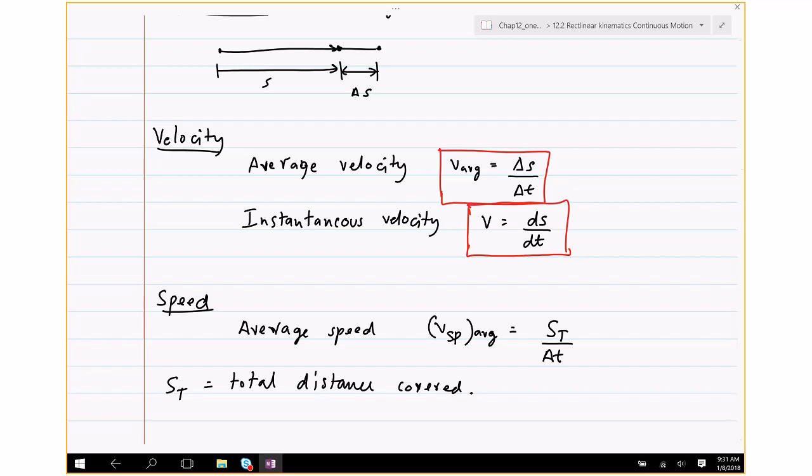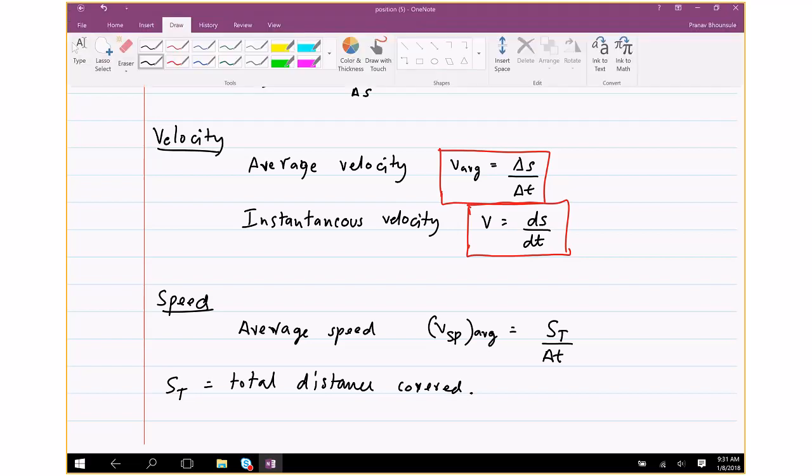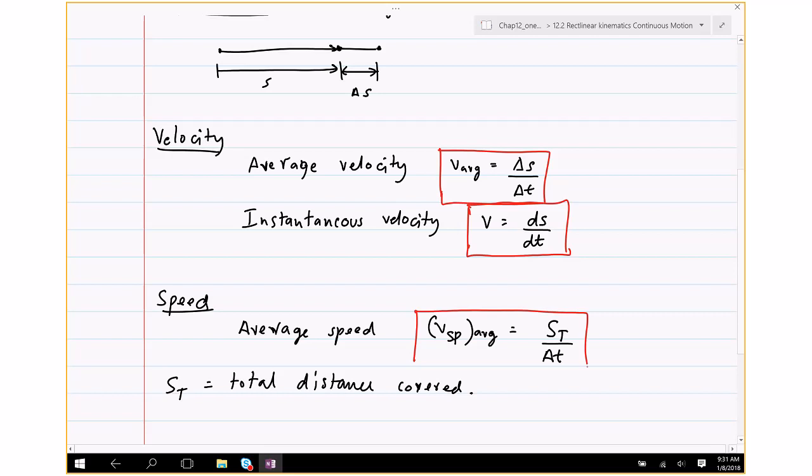So if I walk from here to there and back in say 2 seconds, so let's say I cover 1 meter forward and 1 meter back, so I've covered 2 meters in 2 seconds, then my average speed is 2 divided by 2, it's 1 meter per second. However, my average velocity is 0 because the displacement is going to be 0. I move there, come back. So the change delta S is 0, right? So that's the difference between velocity and speed. The speed tends to be a scalar, while velocity is a vector. What matters is the change in motion.